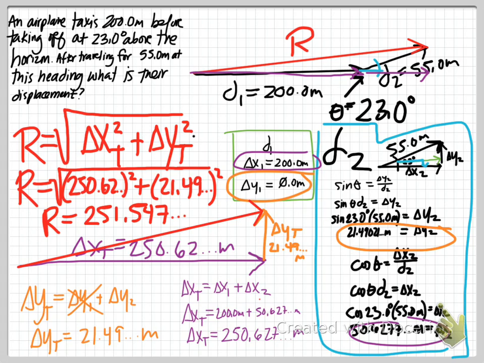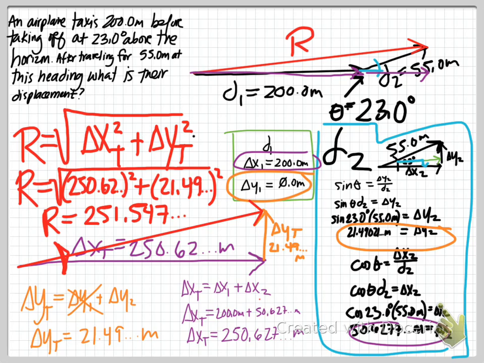Heading. You cannot have a vector without a heading, ever. Even if it's just straight east, north, west, south, left. You have to have a heading. So here, our vector heading, we're going to get by using, what can we use? Tangent. Actually, in point of fact, we could use any of the three trig functions because we have all three sides of the triangle.